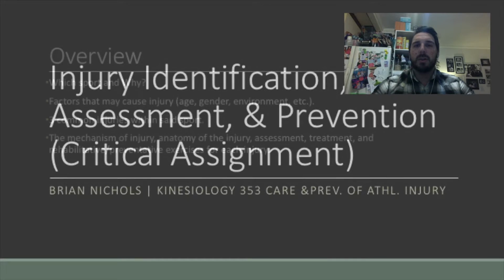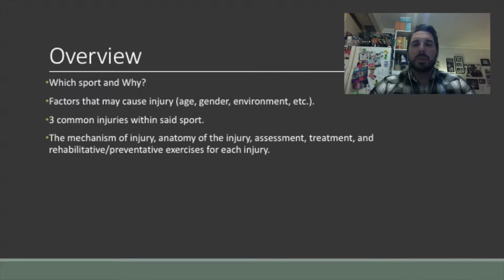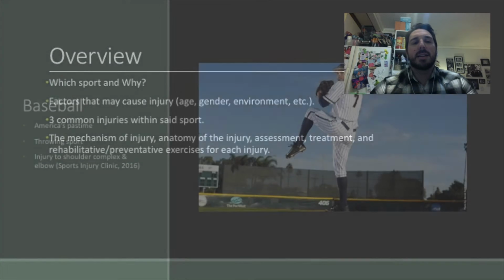All right, so quick little overview. I'm going to discuss which sport and why I've chosen that given sport. Then I'm going to discuss any factors that may cause injuries, such as age, environment, gender, etc. Then we're going to talk about 3 common injuries in said sport. And then lastly, most of this discussion is going to be geared towards the mechanism of injury, or MOI, the anatomy of the injury, assessment, treatment, and then rehab/preventative exercises for each of the 3 identified injuries.